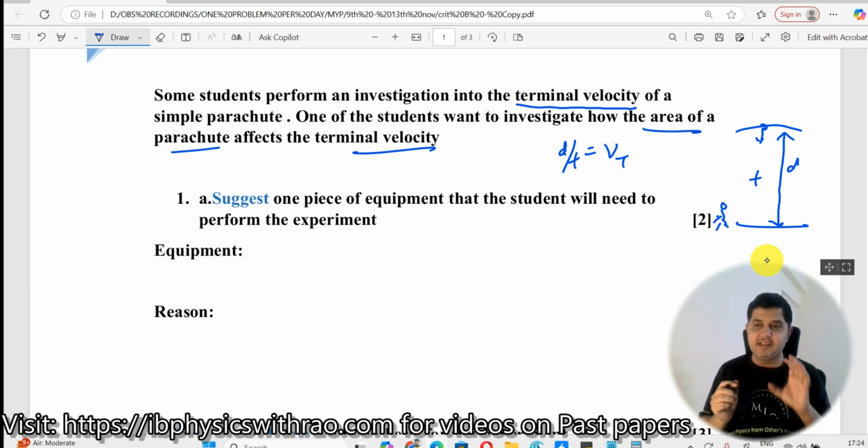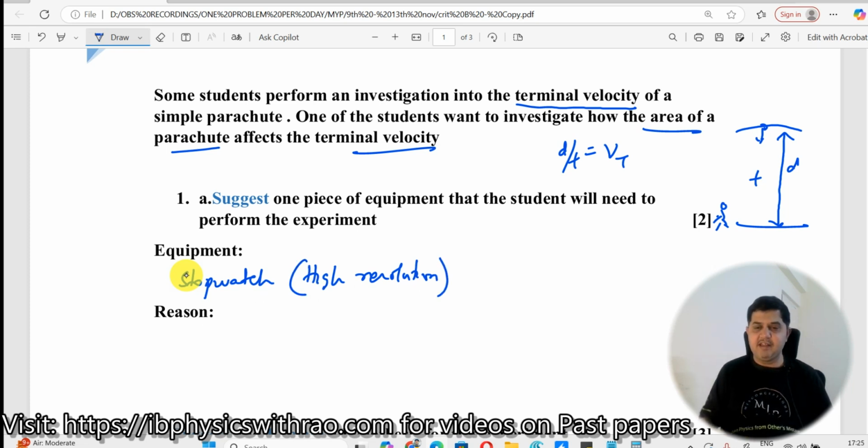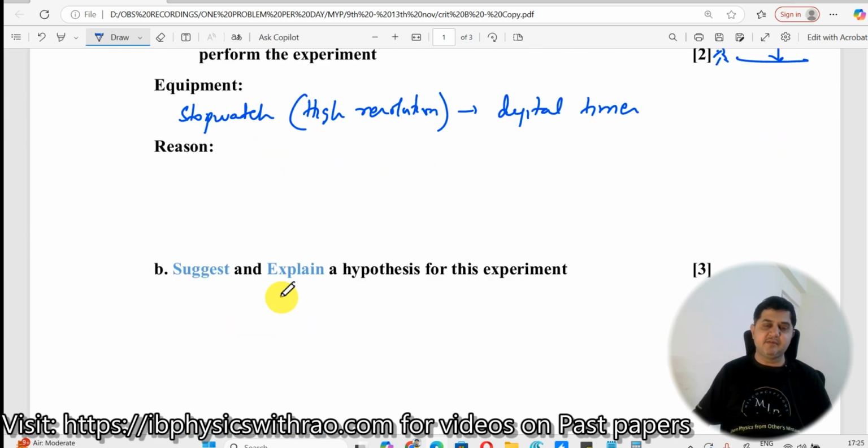What is the timing step? What do you need for timings? You need a timer. Stopwatch. Stopwatch, which is high resolution. High resolution stopwatch you need. Okay, preferably a digital timer. You can also use a digital timer to get this one. Okay, next step. The reason. What is the reason? Terminal velocity.